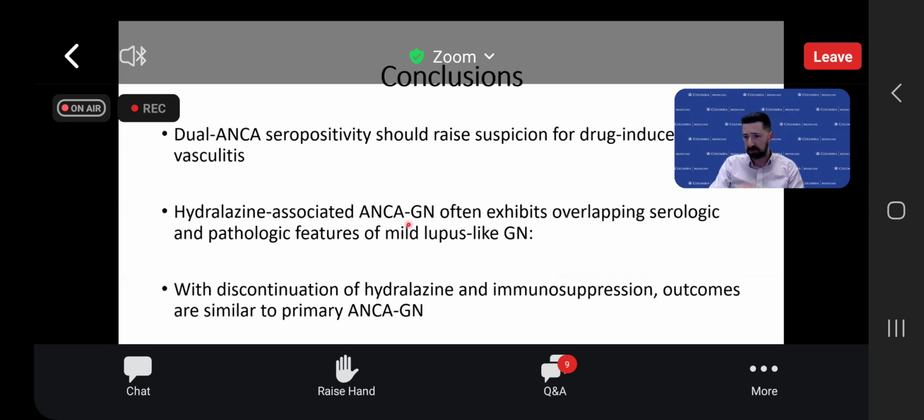As I mentioned, there's an overlap, both serologically and, to a lesser extent, under the microscope, of this disease with a mild lupus-like picture. But again, the take-home point is this should be managed as an ANCA vasculitis. It's the ANCA that's driving the disease. The hydralazine is just the second hit. And this cohort shows you that with discontinuation of hydralazine and induction immunosuppression, the outcomes are pretty similar to primary idiopathic ANCA-GN. All right, thank you so much, Dr.